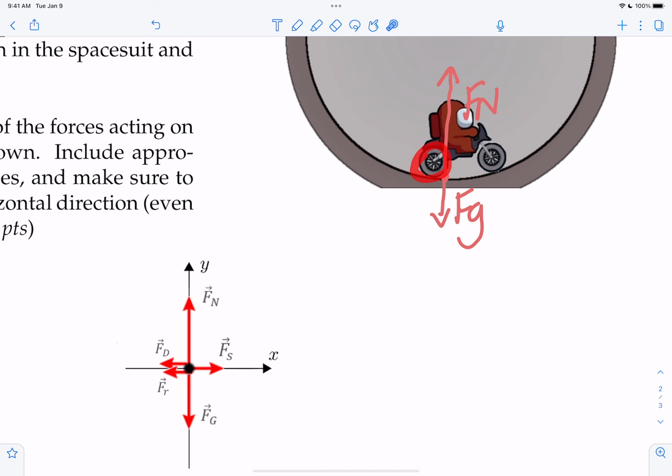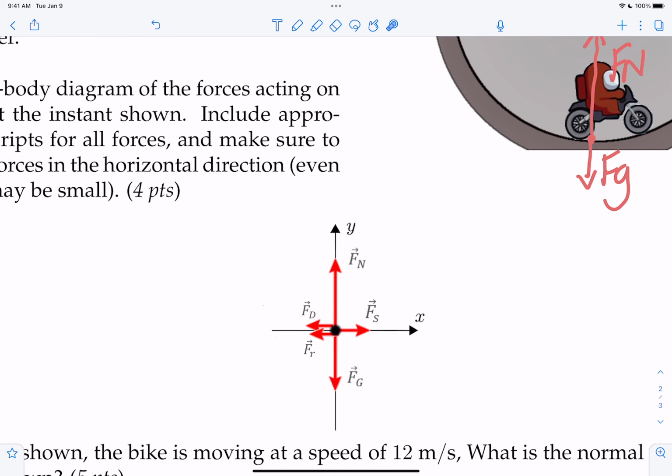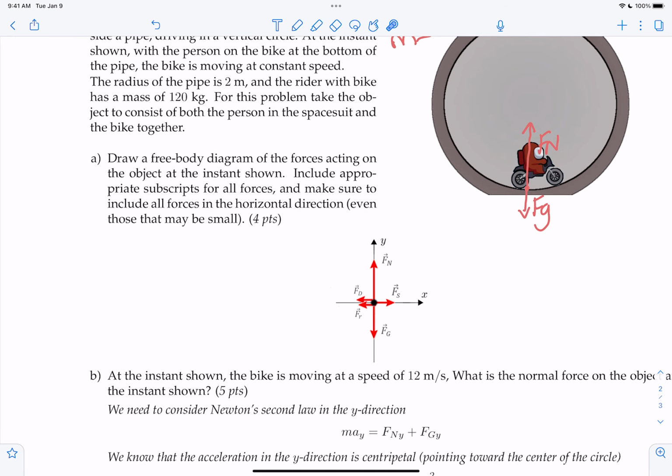Now, since these are also wheels technically, you should also have rolling friction. Like I said at the beginning of the semester, rolling friction is almost never present. And the reason why, it's always pretty small. And so it's almost always negligible. But in this case, they wanted us to include even the forces that may be small. So I'd watch out for that.